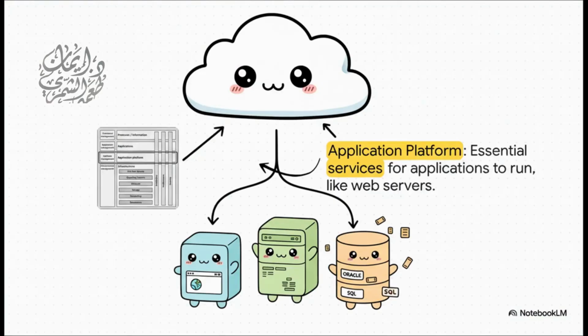Now, those applications can't just run in thin air. They need a platform to stand on. This layer provides all the essential services that they depend on to work. This is stuff like web servers that show you the user interface, application servers that run the code, and of course, the big databases like Oracle or SQL Server that store and manage all that data.